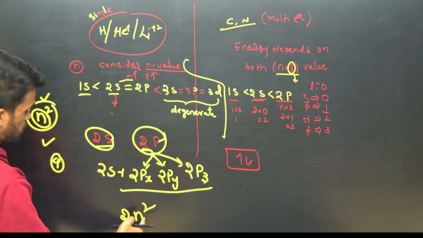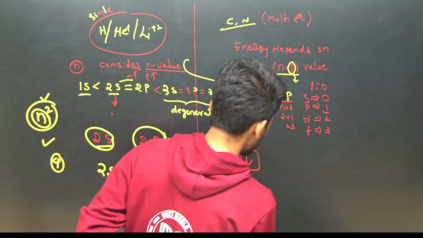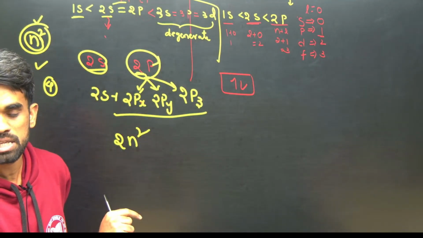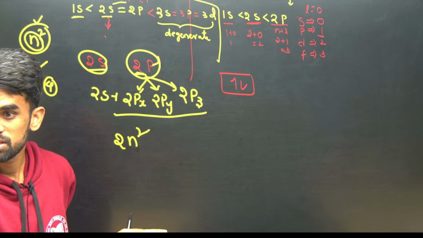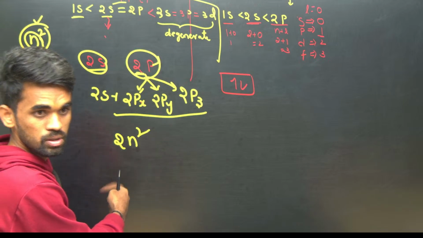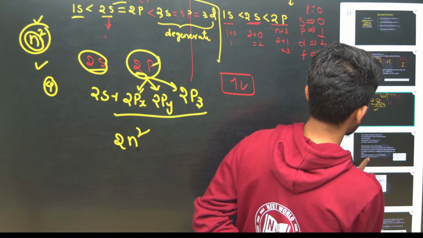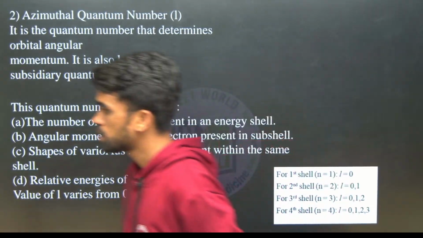So like 4 into 2 means 8 only. It is correct only here, no worries. And now I am asking, the maximum electrons that can be filled in an orbital means 2. In the shell, you use this formula. Okay. So next, what is the second one we have?